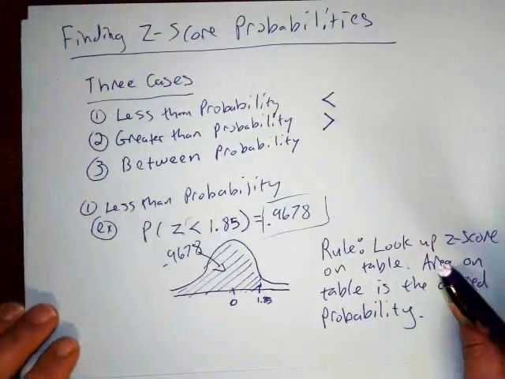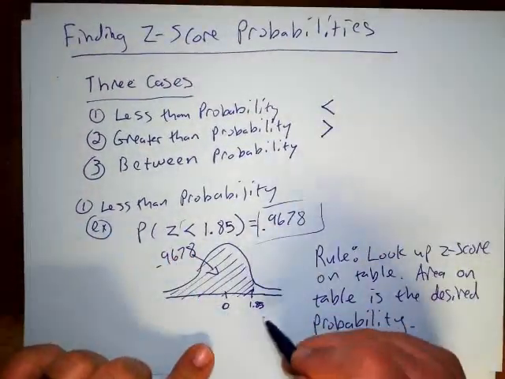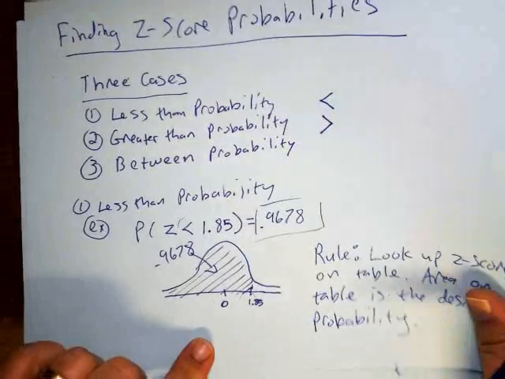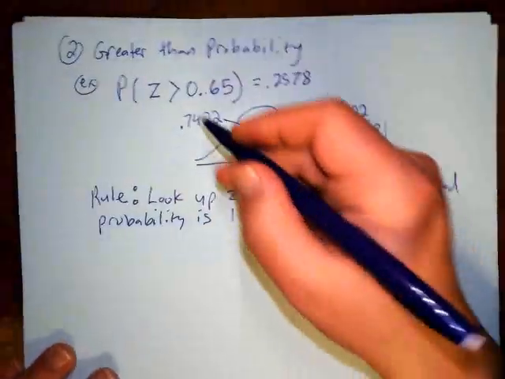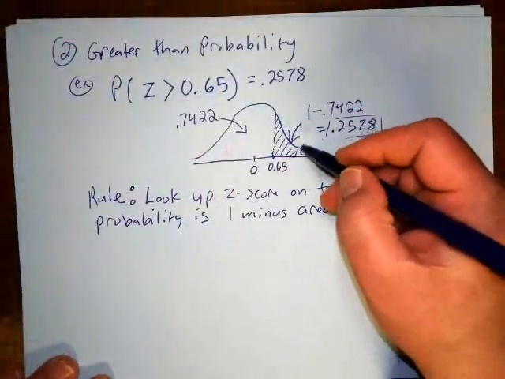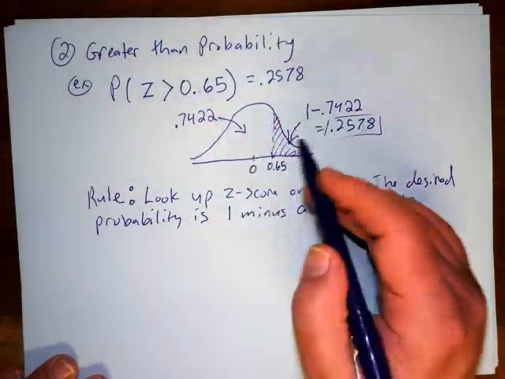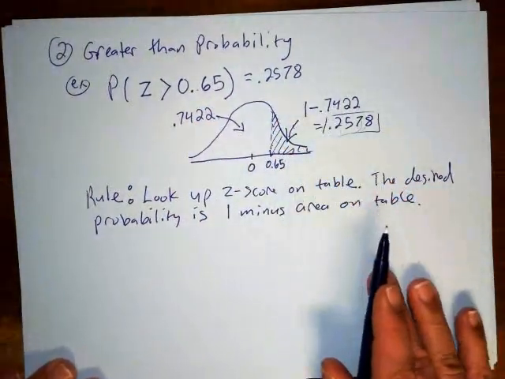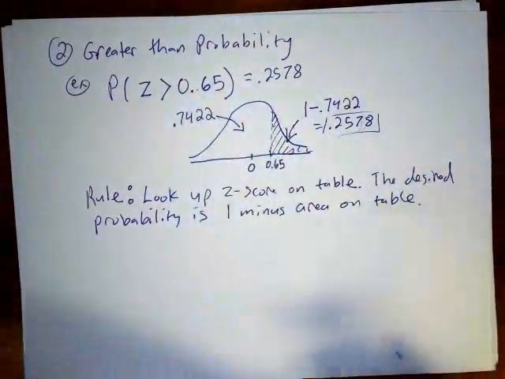First case is the less than probability, and all you do is look it up on the table and get your area. The second case is the greater than probability, and whenever it's greater than, that's when you have to subtract from 1. You look it up on the table, subtract from 1.